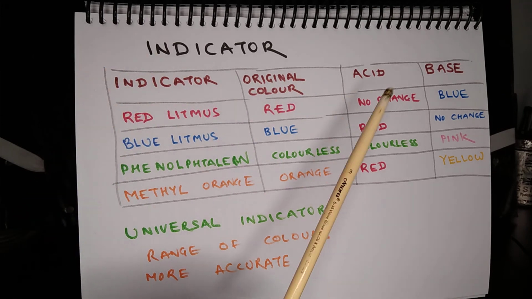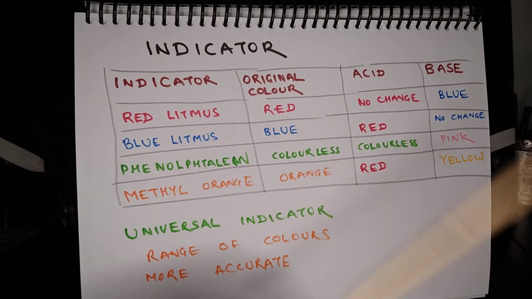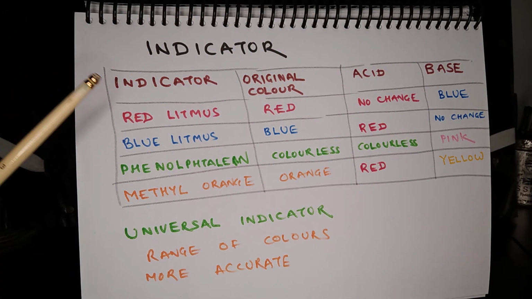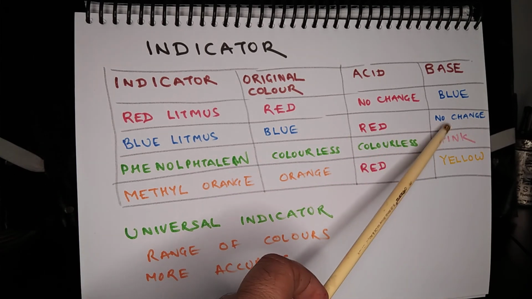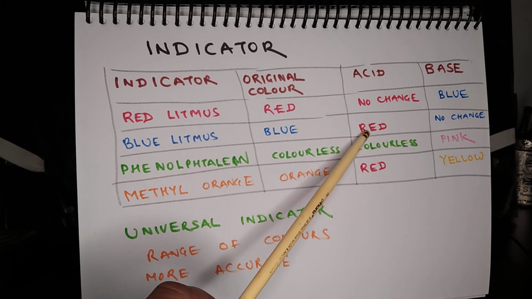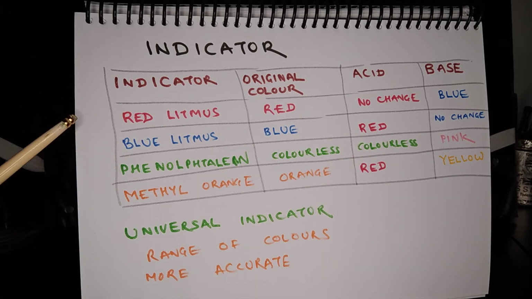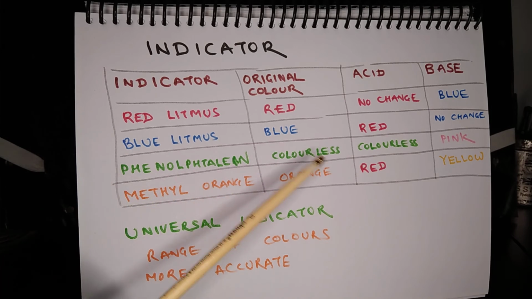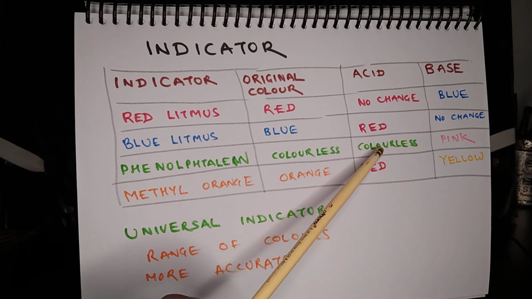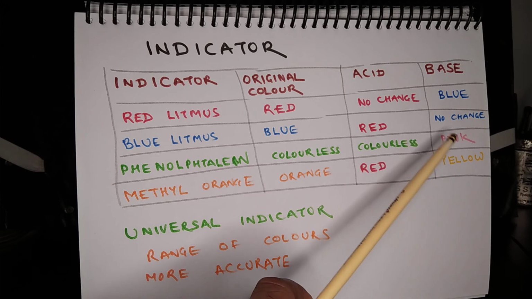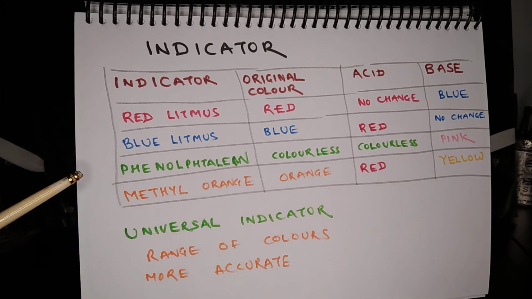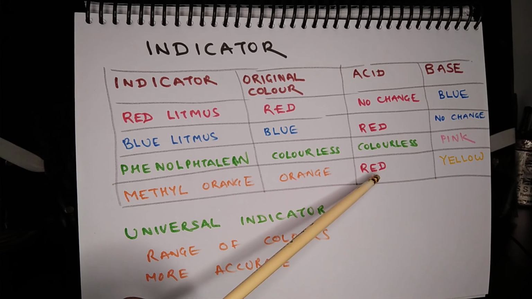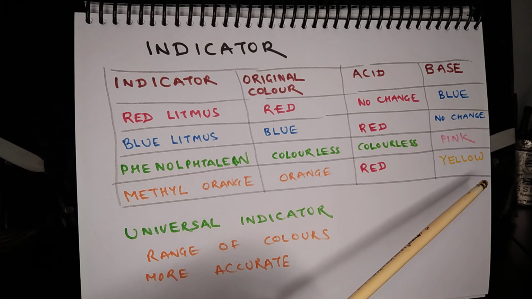Red litmus paper shows no change in presence of acid, but red litmus paper turns blue in presence of base. Blue litmus paper shows no change in presence of base, but it turns red in presence of acid. Other common indicators are phenolphthalein. It is a colorless solution and it remains colorless in acidic solution, but phenolphthalein turns pink in basic solution. Methyl orange has orange color. It turns red in acidic solution and turns yellow in basic solution.